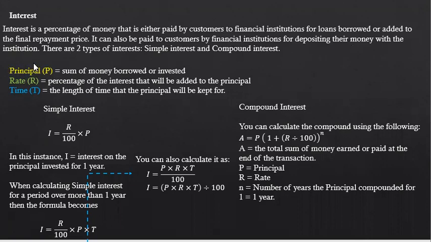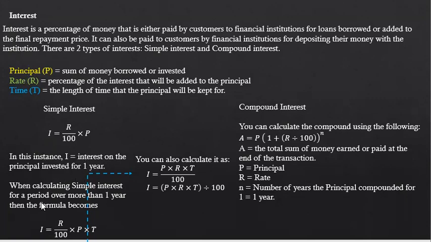When calculating interest, we use three major tools: principal, rate, and time. The principal is the sum of money borrowed or invested. The rate is the percentage of the interest that will be added to the principal. The time is the length of time that the principal would be kept for. So simple interest, I is equal to R over 100 multiplied by P. In this instance, I is equal to interest and the principal invested for 1 year.